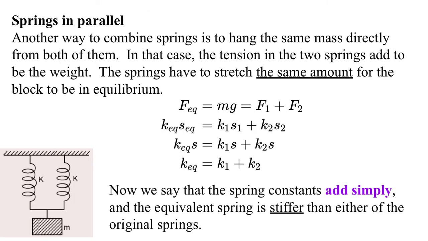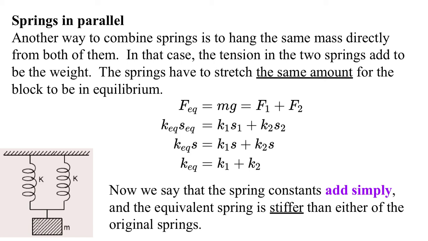We also have something called parallel construction. Another way to combine springs is to hang the same mass directly from both of them. So we see that over here. Instead of there being one after the other, now they're both attached to the mass. That means that they each share the weight, so that the weight is distributed among the two of them, F1 plus F2. We're going to find a spring that exerts the same force. That's what we want. Again, our black boxes, we want to replace these two springs with a new spring that has the same impact. On the other hand, to be in equilibrium, the springs have to stretch the same amount.